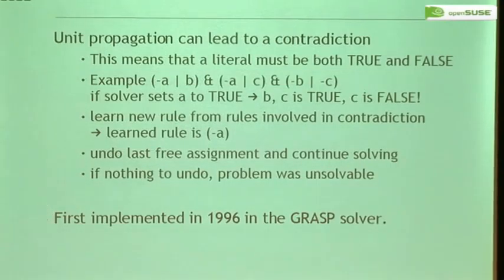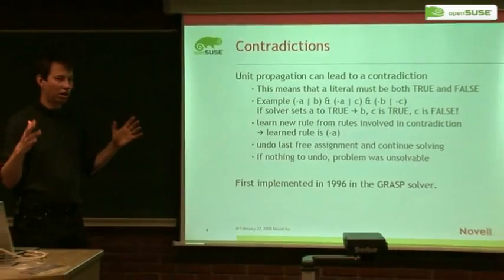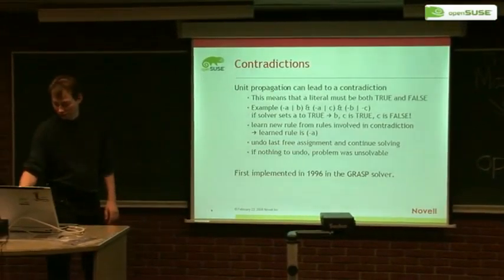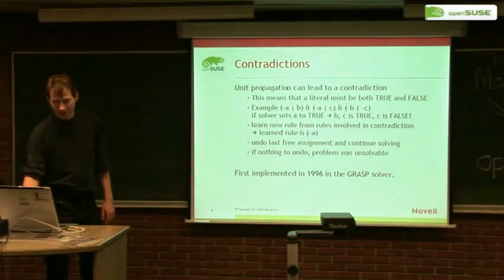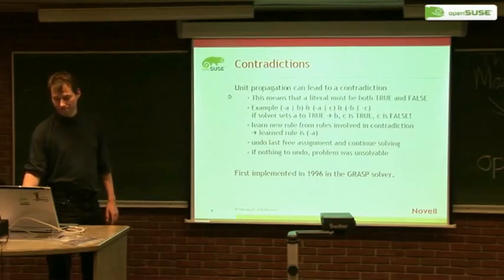And the idea of learned rules was a major breakthrough for SAT solvers, and it happened in 1996 and was implemented in the GRASP solver. This is really what makes the solving reliable: if there is a solution, then the SAT solver will find it, otherwise it will return a proof that it's unsolvable. So the code is really reliable because of this, and doesn't get stuck in an endless loop like the old solver did.